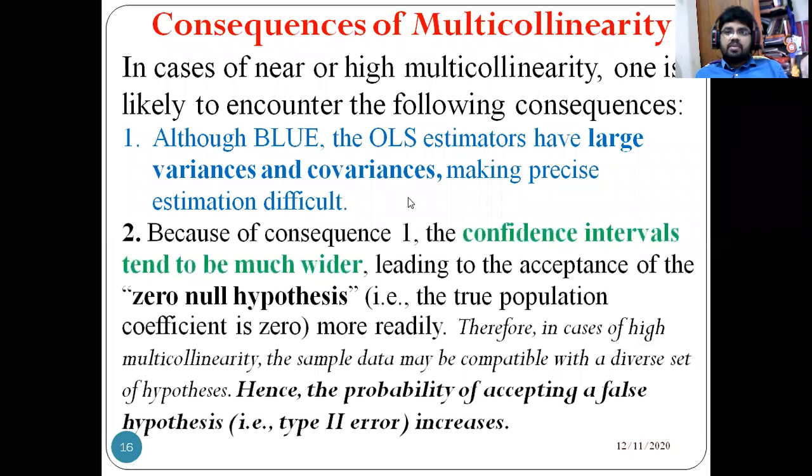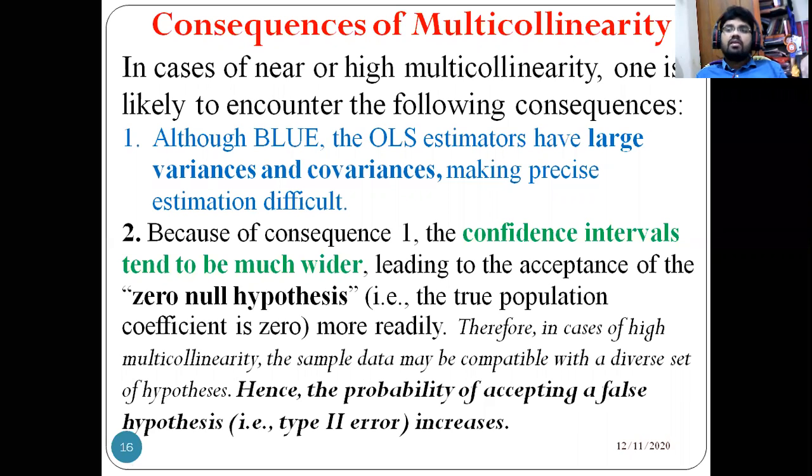In the second consequence, the confidence intervals tend to be much wider. For example, as we discussed in how we can test the hypothesis, there is a confidence interval of 90% or 95%. This leads to acceptance of the null hypothesis, H0. We are going to accept it even when it is wrong.